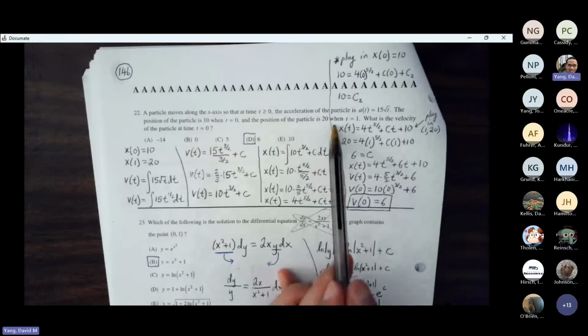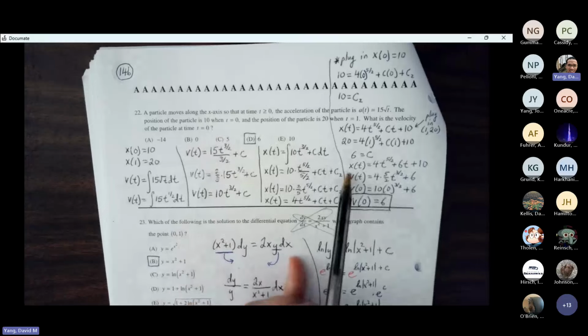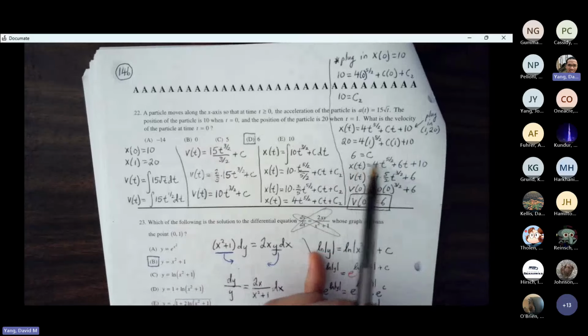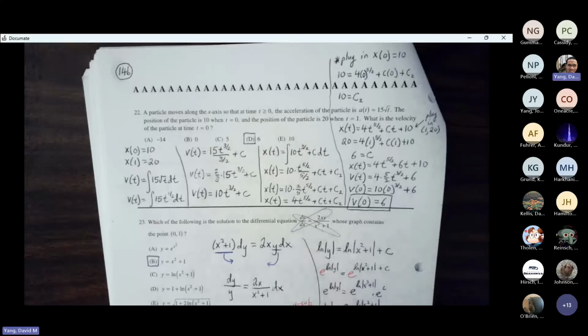Then we find the velocity when the particle is at t equals 0. So we go back and find the derivative of position, go through power rule, back to velocity, plug 0 in, and we get 6.